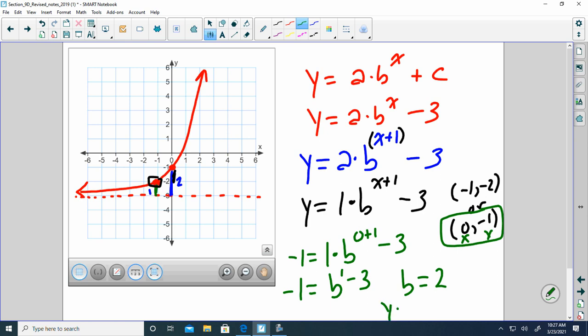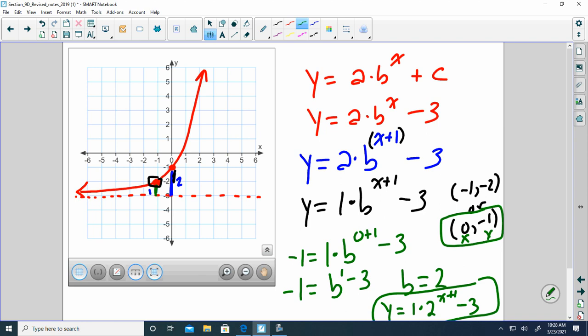So now I have y equals 1. You technically don't need that 1, but it's okay if you put it. 2 raised to the x plus 1 minus 3. That's my equation. So you have to use sometimes a little bit of logic on it. And you have to realize there are some things that will make the graph flip upside down.